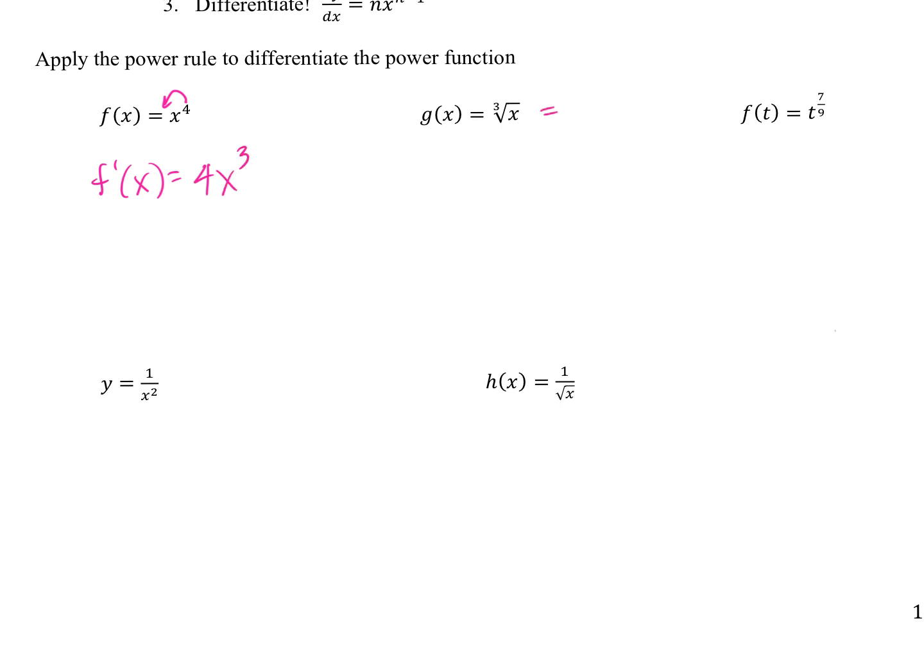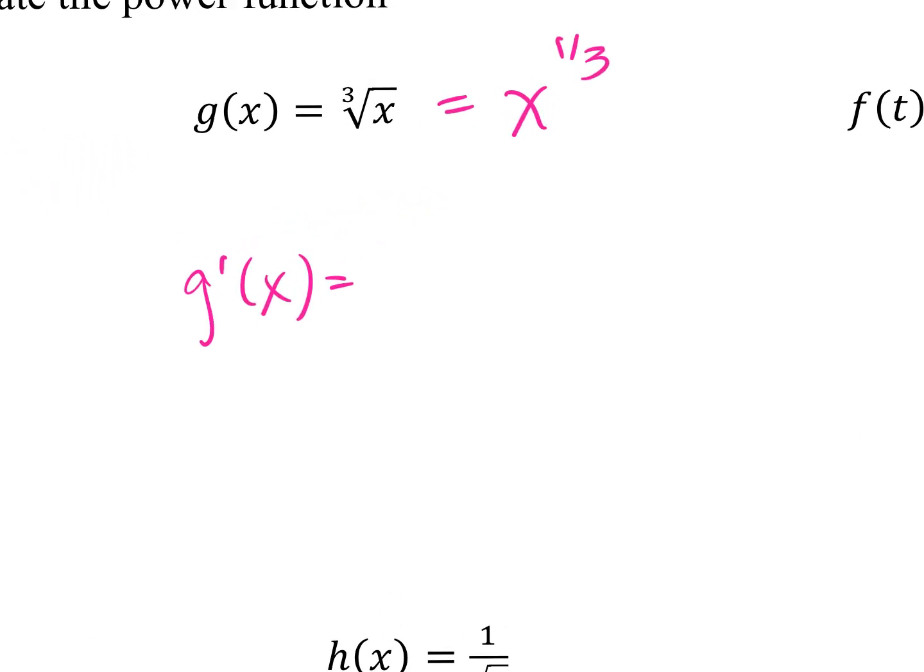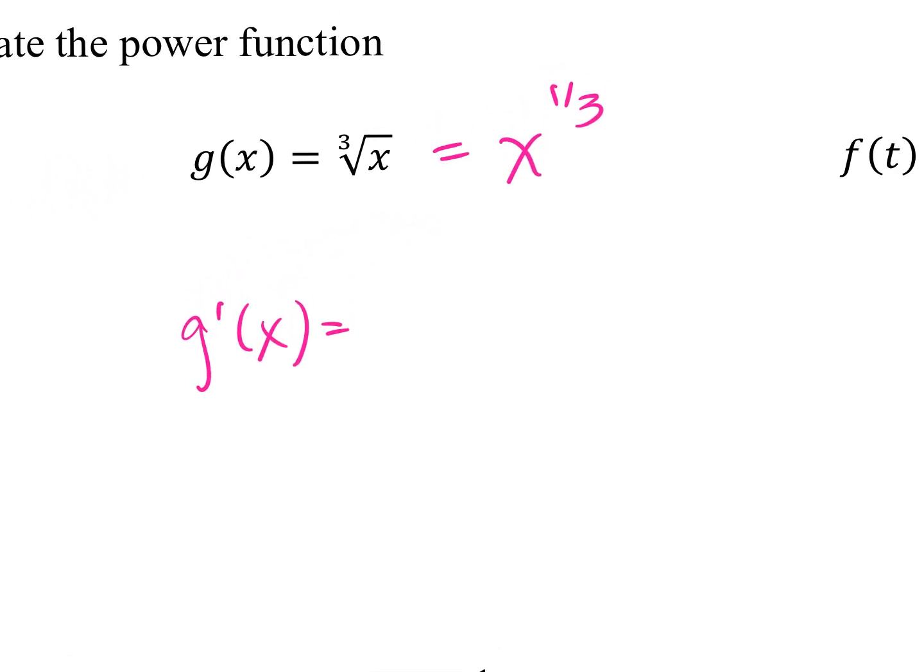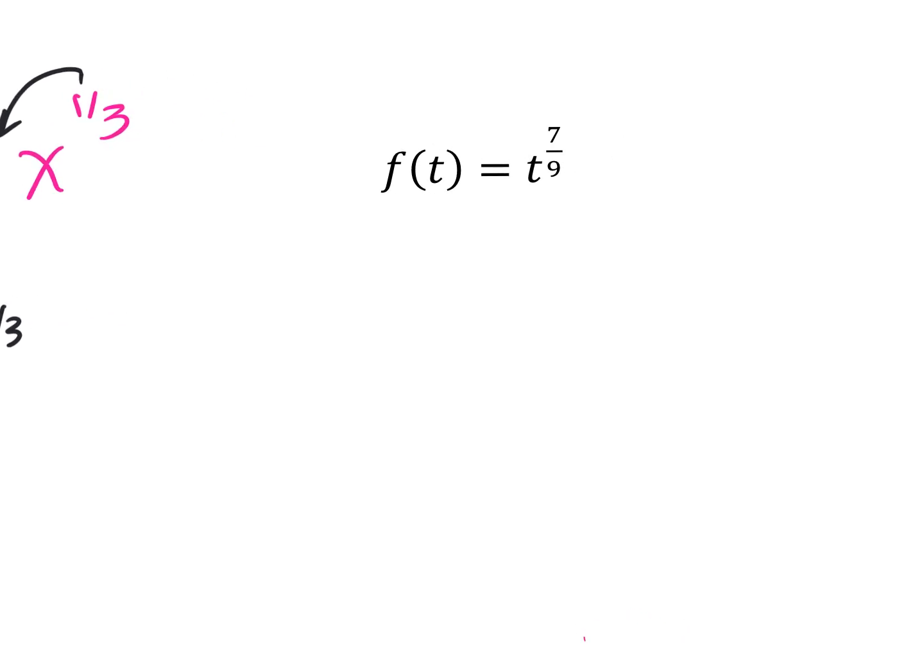If I were you on this second one, I would rewrite that as something to a power before I do anything. The cube root of x is the same as x to the 1/3. Yes, thank you, Coop. Then I'm going to say the derivative of that is what? 1/3 comes out front. 1/3 minus 3/3 is negative 2/3. You had it. Yep. Boom.